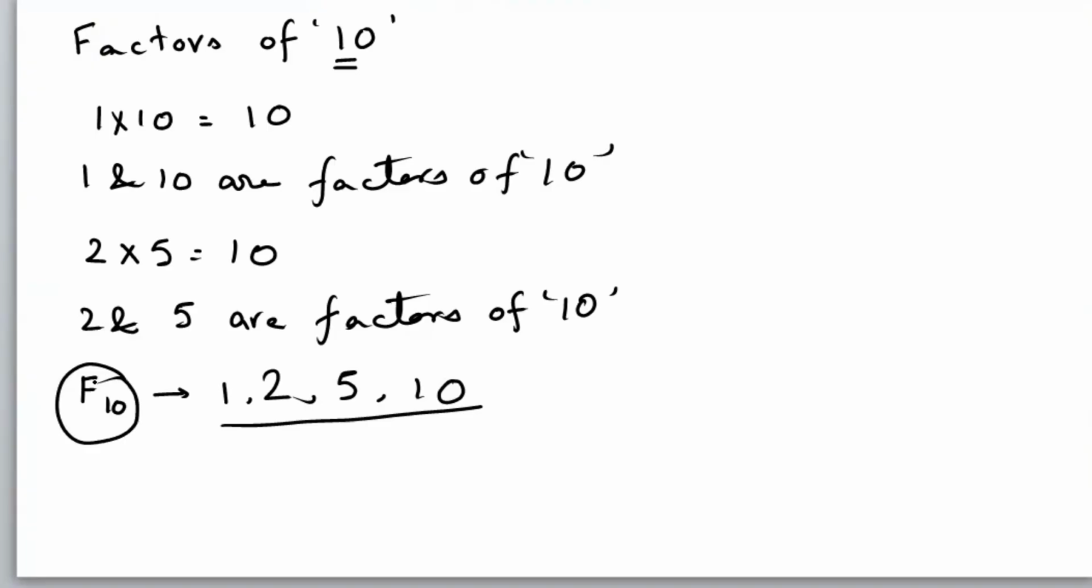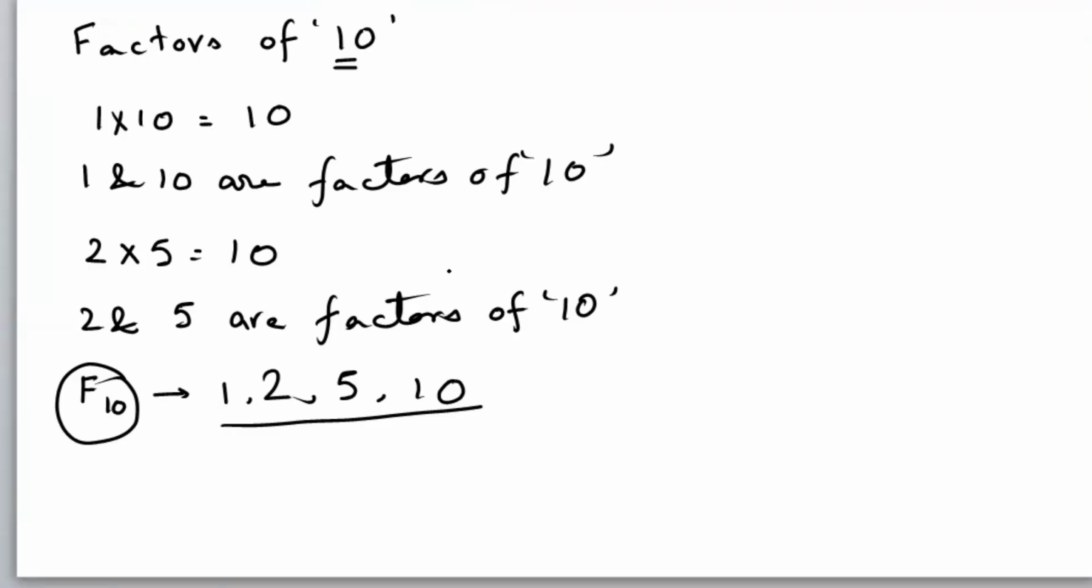We have to multiply a whole number with another whole number to equal the number of which we have to find the factors. Here 1 times 10 equals 10, so 1 and 10 are factors of 10. 2 times 5 equals 10, so 2 and 5 are also factors of 10. So we got the factors of 10 as 1, 2, 5 and 10. These are the factors of 10.